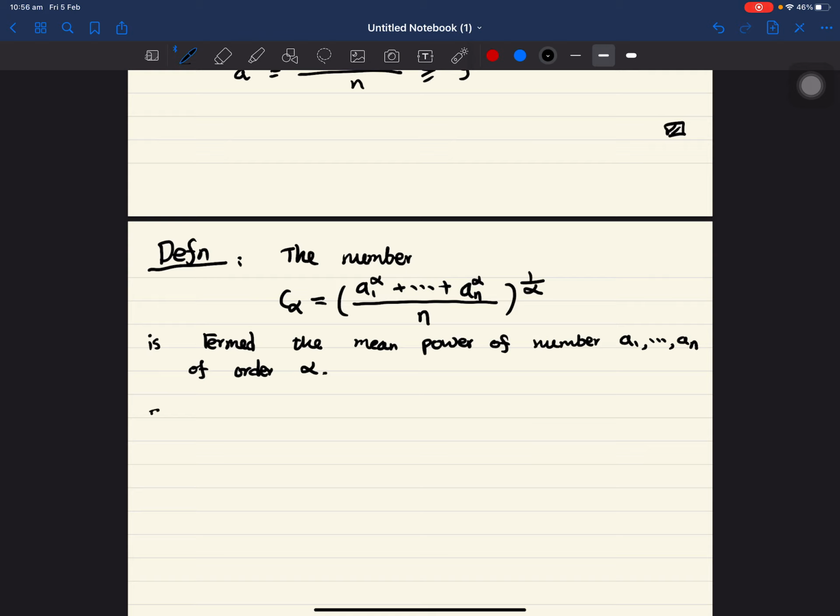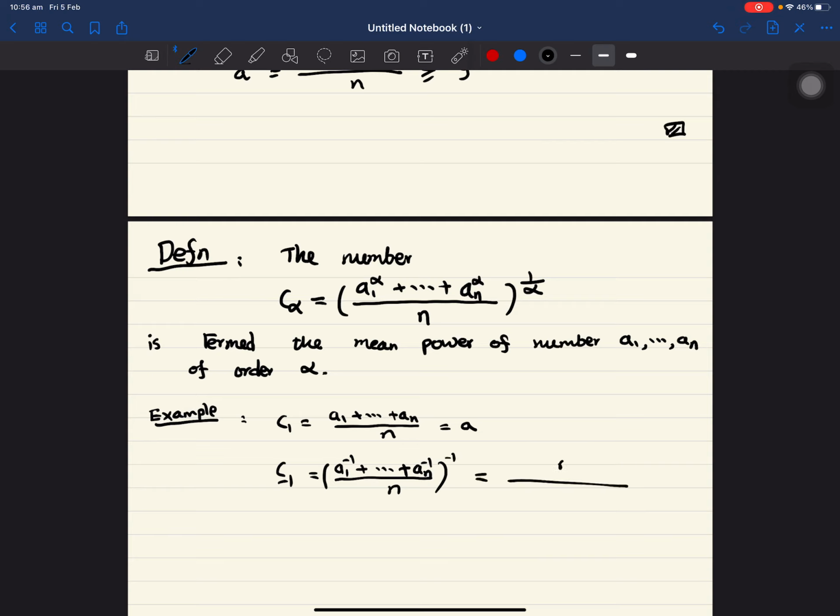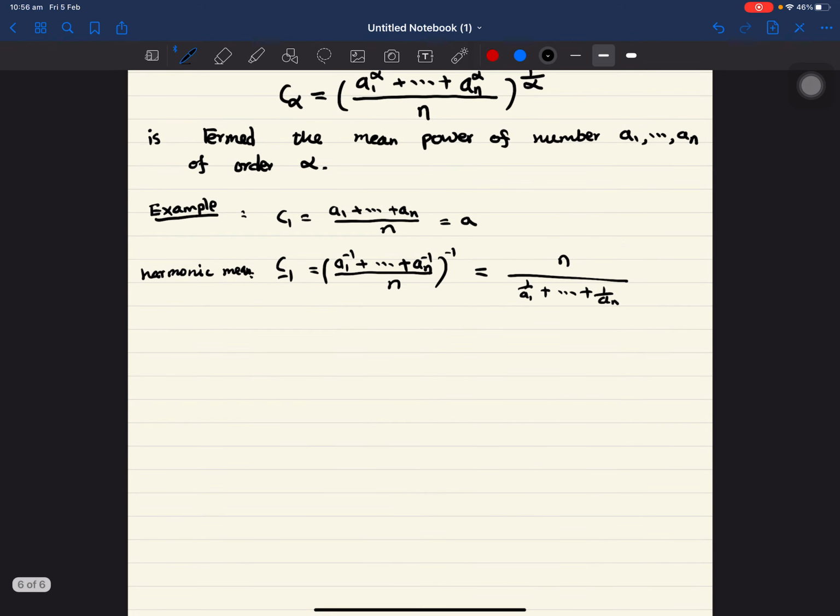So for example, C1 is equal to a1 plus all the way to an over n, and that is our arithmetic mean, and C minus 1 is equal to a1 to the minus 1 plus all the way to an to the minus 1, over n, all to the power of minus 1, and that is equal to n over 1 over a1 plus all the way to 1 over an, and that is our harmonic mean. Okay, now we can go straight to the corollary.